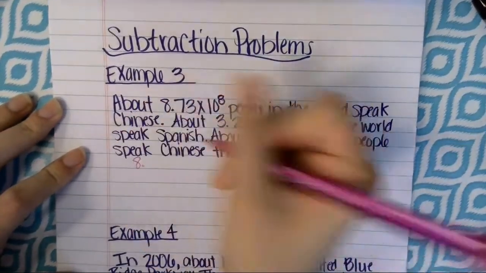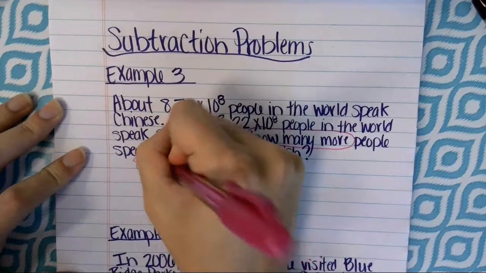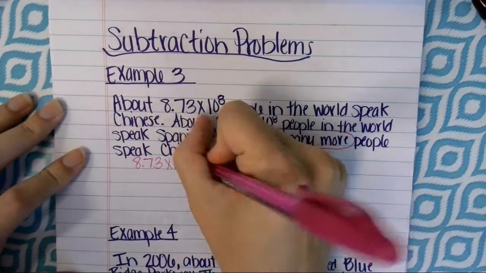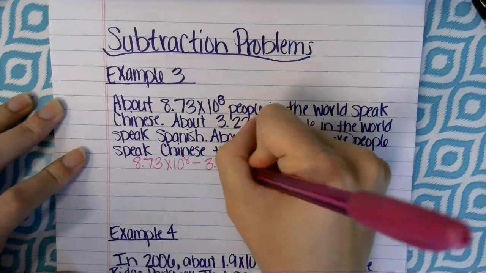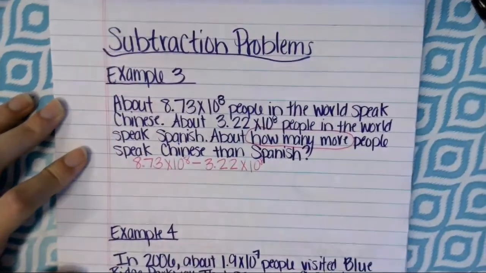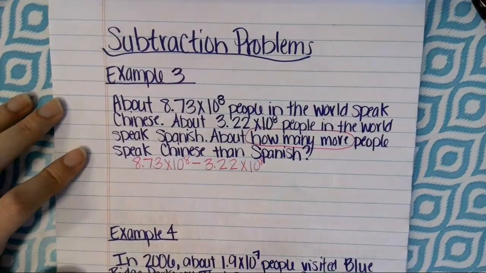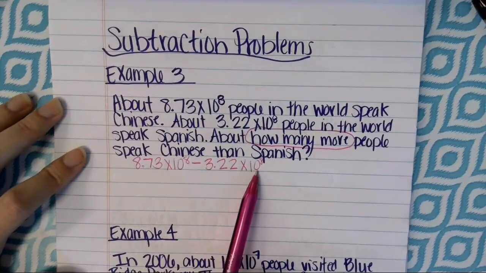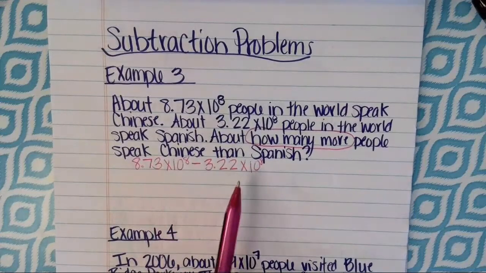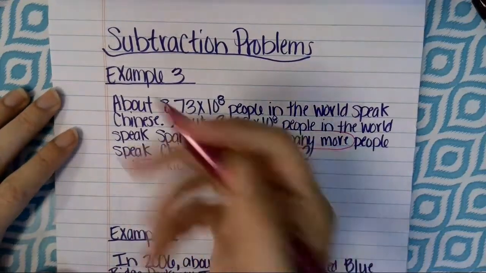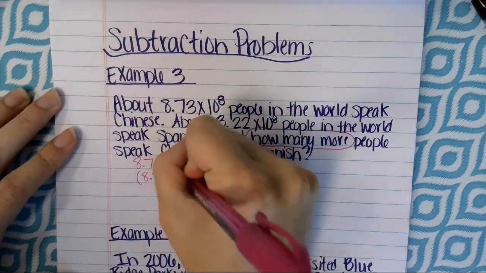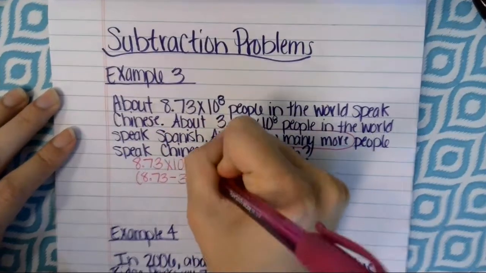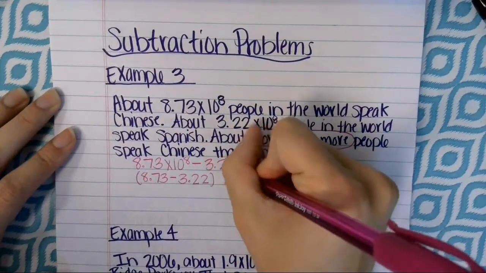So we have 8.73 times 10 to the 8th minus 3.22 times 10 to the 8th. Same as with addition, the first thing we want to look for is the matching exponents. We do have 10 to the 8th for both, so I can subtract these numbers as they are. So I want to do 8.73 minus 3.22, and I'm going to keep my times 10 to the 8th.